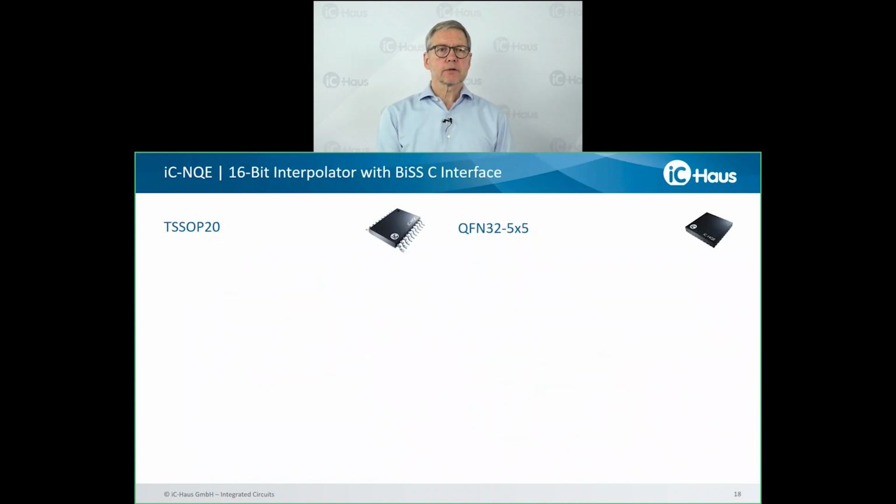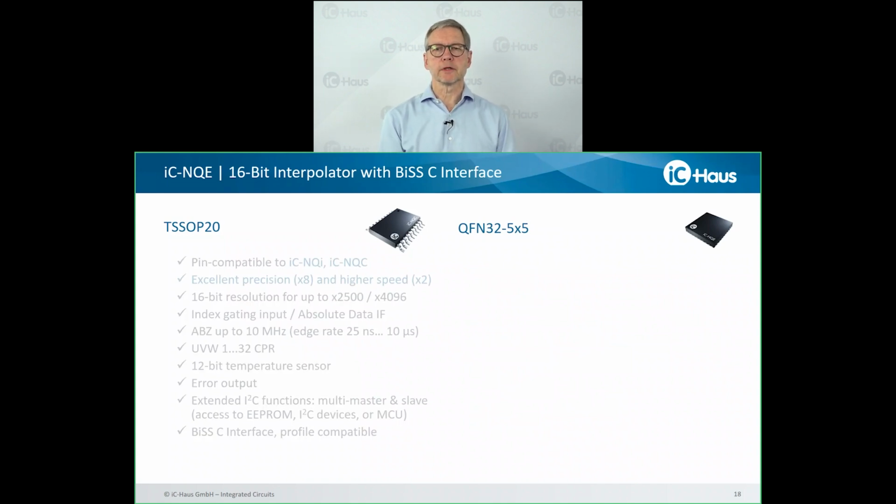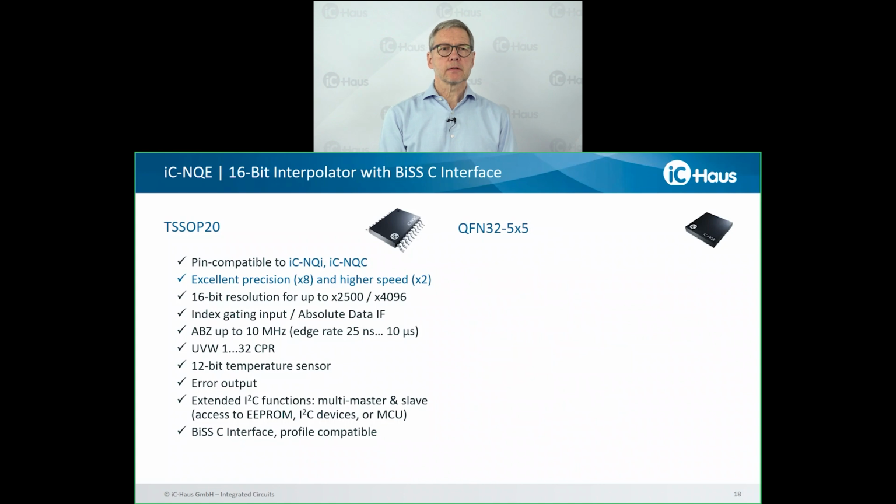Well, the device is going to come in 2 packages, a 20-pin TSSOP and a 32-pin QFN. For the TSSOP, we are pin compatible to the existing iC-NQ series, the iC-NQE and iC-NQC. In a direct comparison, we have a much higher precision, times 8, and can allow a higher input speed, times 2 at least. Resolution is higher, so this allows to output up to 2,500 AB cycles or binary numbers.